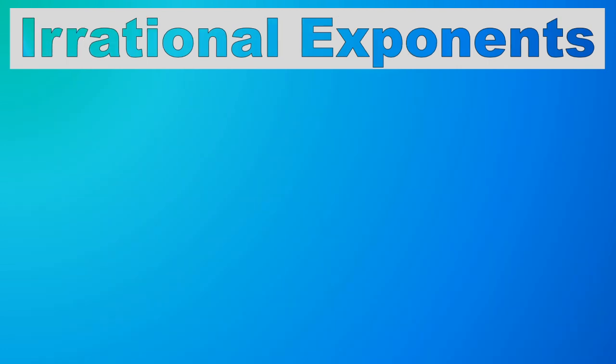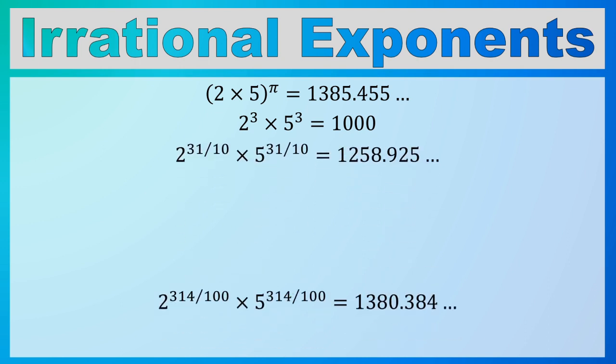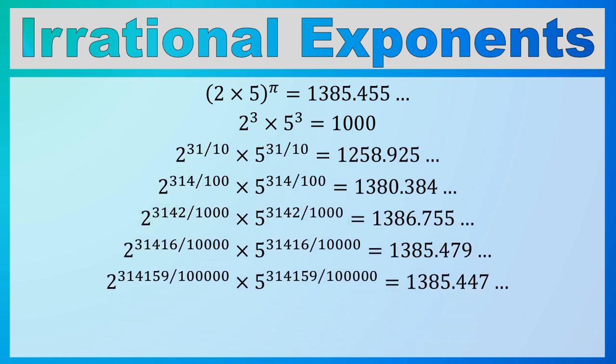What about irrational exponents? To figure out if this property works or not, we use limits of rational exponents. Now 2 to the 5 and that to the pi power, that is approximately equal to this, so you put this into your calculator. Now 2 cubed times 5 cubed, that's equal to 1,000. And now we get closer and closer and closer to 2 to the pi times 5 to the pi. And that gets closer and closer and closer to 1,385.455 on the right hand side.